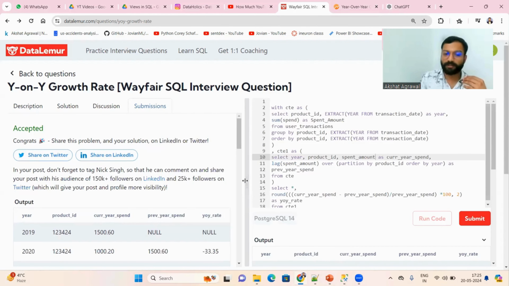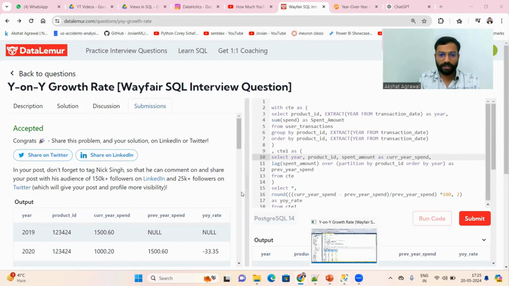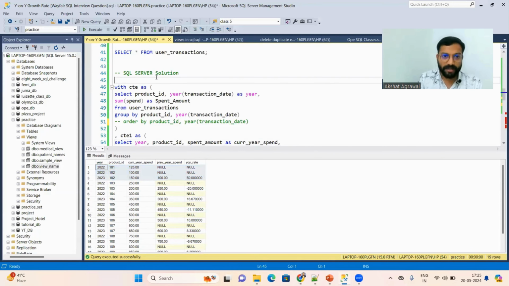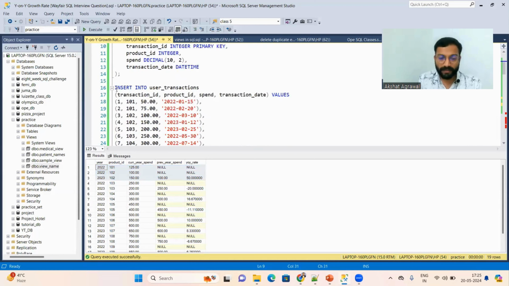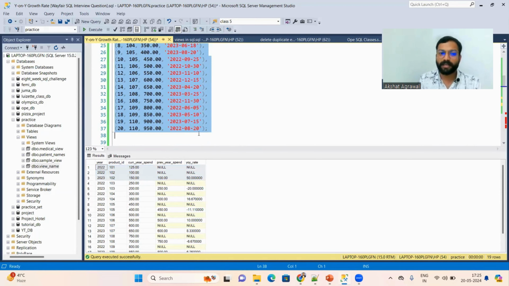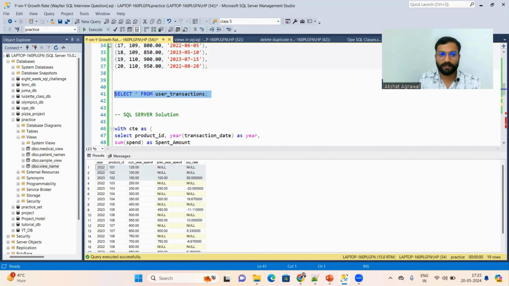Now let us solve the same question in SQL Server and understand the logic. I have created such a SQL table in my system with the name user_transaction. Then I have inserted 20 records. These are dummy records, and I have inserted them for practice purposes.